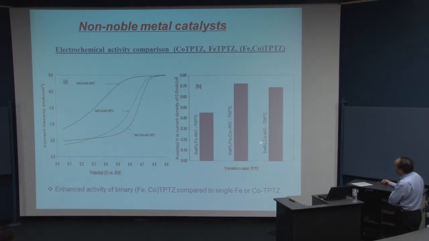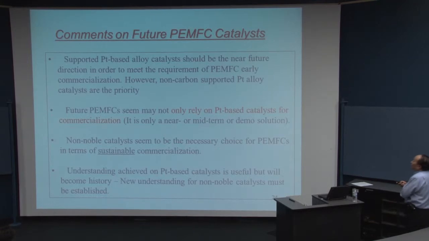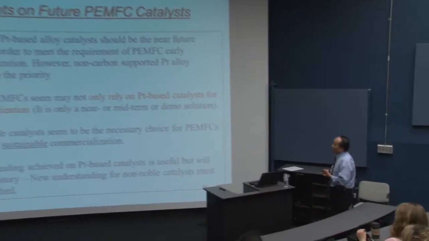We also developed some bimetal catalysts. Comment on the future PEM fuel cell catalyst. First, the supported platinum-based alloy catalyst. Right now, it should be the near-future direction in order to meet the requirement of PEM fuel cell early commercialization. However, non-carbon support platinum alloy catalysts are the priority. That's why, in the last 3 years, we got big funding to develop, with an industrial developer, the non-carbon support catalyst.